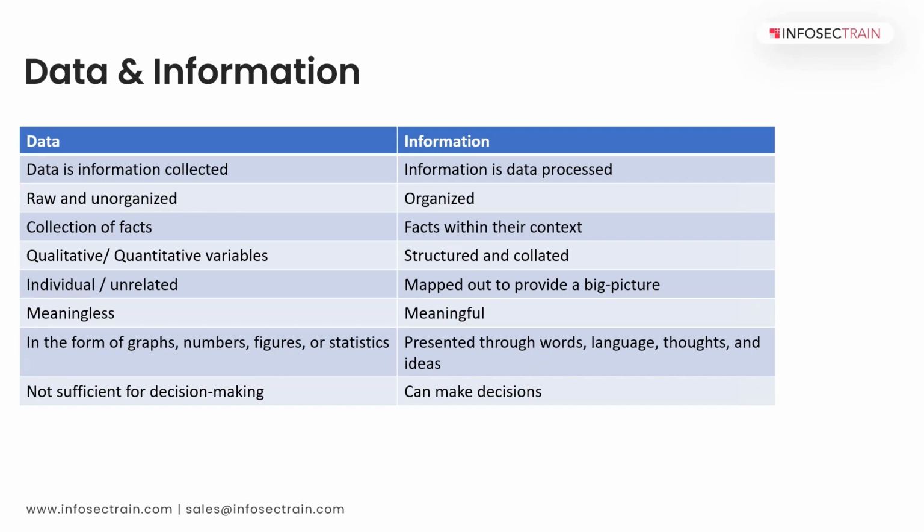And data is not sufficient for decision making, because it is not in an organized way. Decision making always happens when you start analyzing the raw data that you have. So the moment we say we are analyzing, the first thing we do is organize the data, and based on that we set context, then we analyze that, and based on that we take decisions.